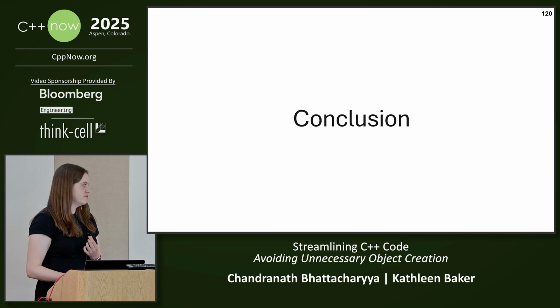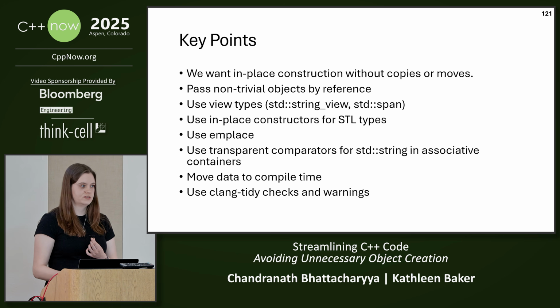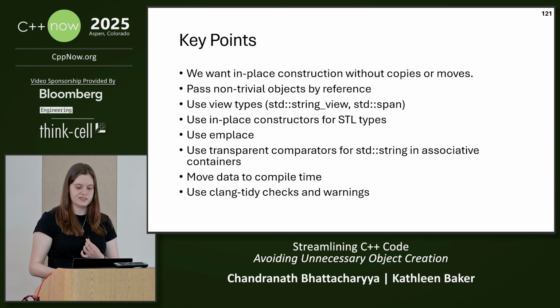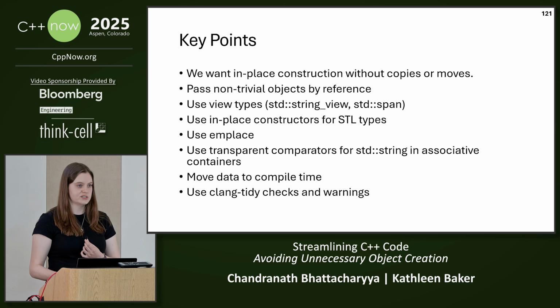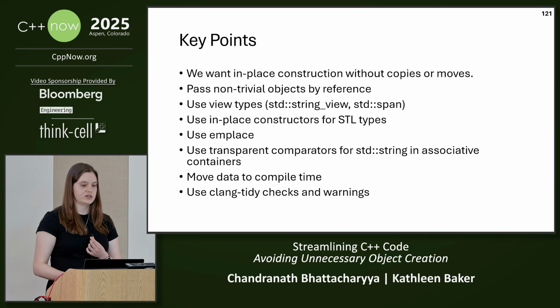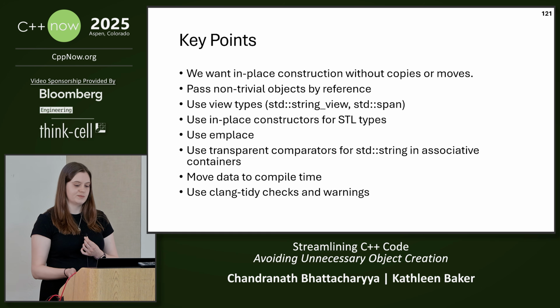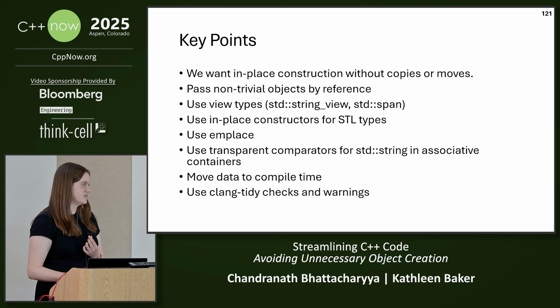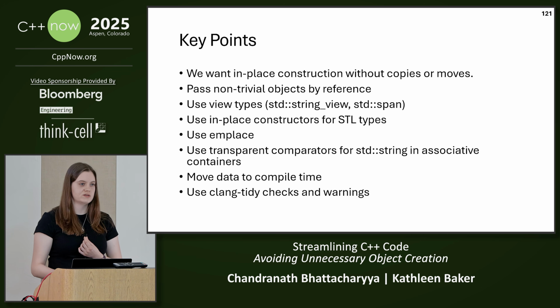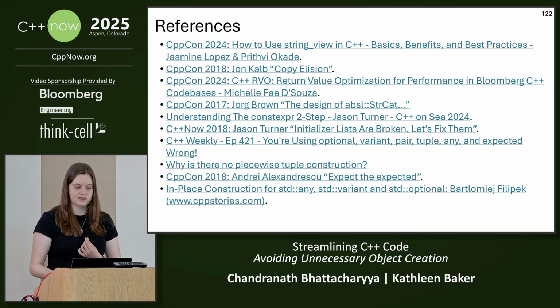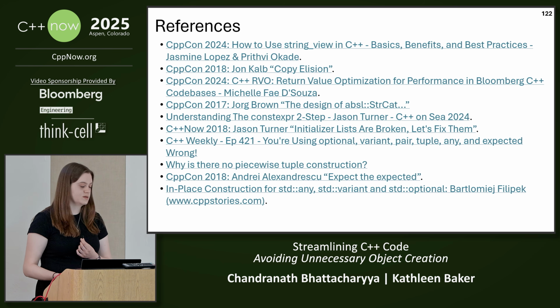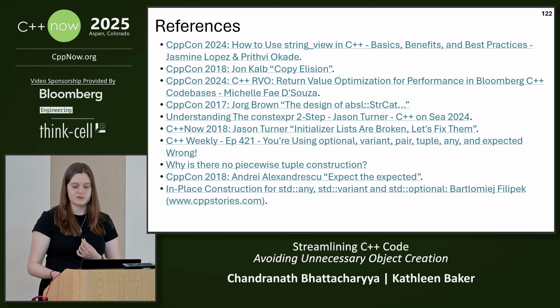And that's all the topics we're covering today. So to recap the key points, we want to have in-place construction without copies or moves. To do this, we can pass non-trivial objects by reference, use view types like string view and span, use in-place constructors for STL types, use emplace in containers, use transparent comparators, and move data to compile time if possible. And you can also use clang-tidy checks and warnings to identify potential improvements. And thanks to the C++ community for all the great articles and videos that made this talk possible.